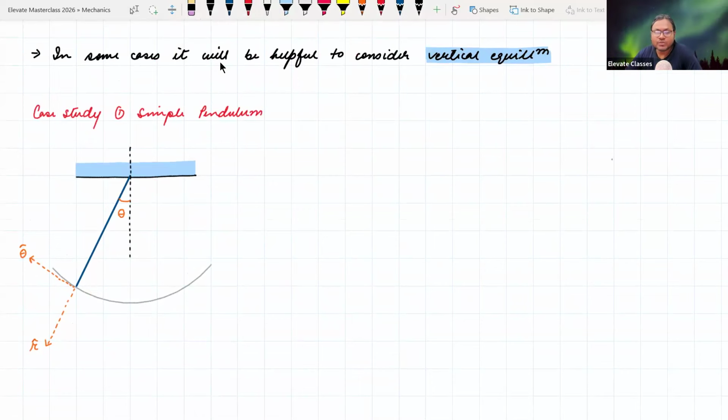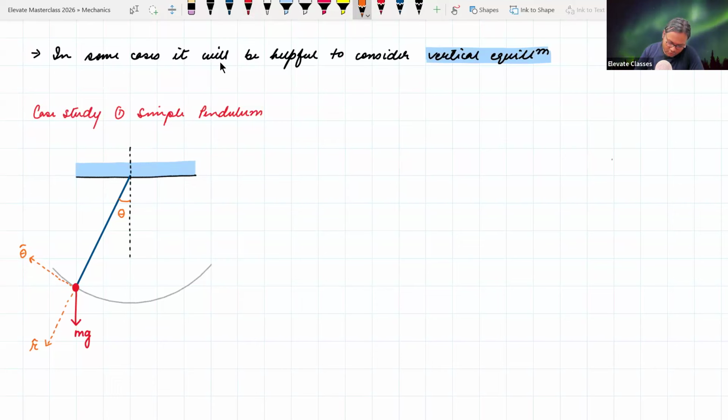Okay, now this is our system which is sort of experiencing motion on the arc of a circle. What are the various forces involved? So it is kind of clear that if there is a point mass here, the simplest force is the force of gravity, which is mg.